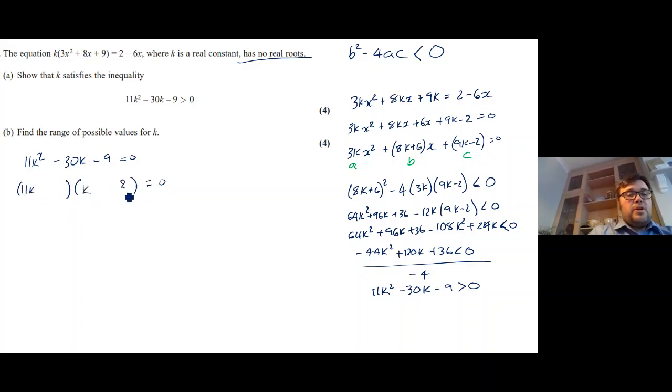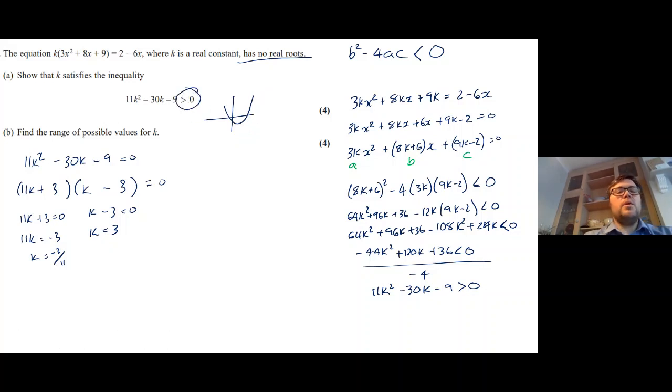11 is a prime number. Then it's going to be 3 and 3 again. I need it to be a minus and a plus. So 11k plus 3 equals 0, k minus 3 equals 0. k equals 3, 11k equals minus 3, k equals minus 3 over 11. A quick diagram will show that it's like so.